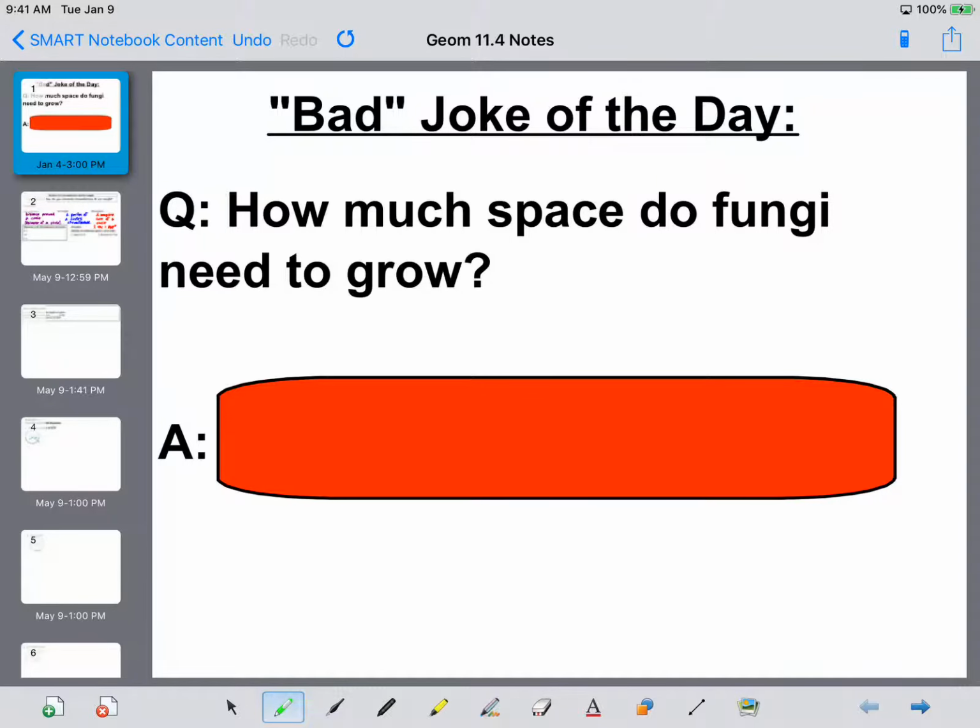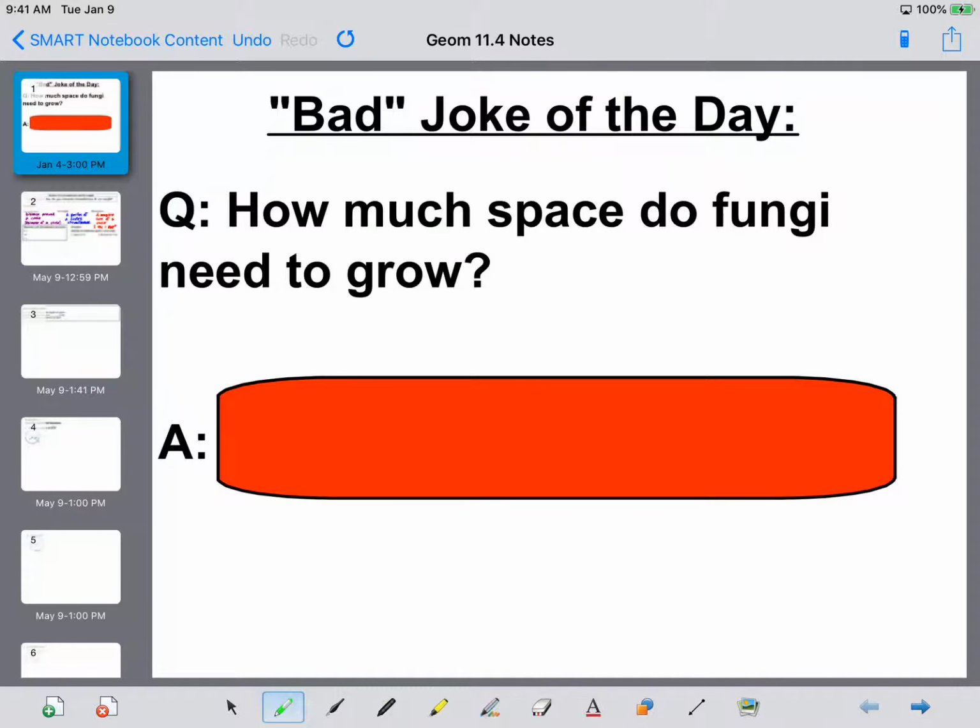Hello guys, this is Miss Scott, and today we're going to jump to a section in chapter 11 because it deals with circles. So we're going to look at two sections in chapter 11 focusing on circles and then go back to some sections in chapter 10.